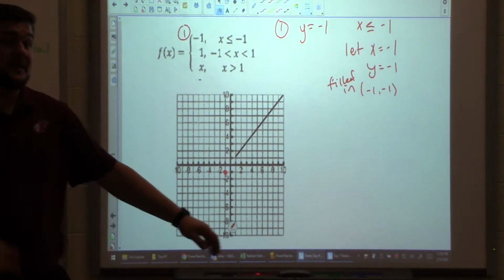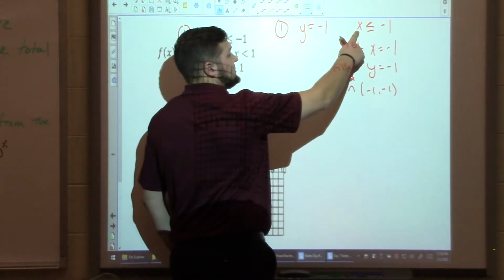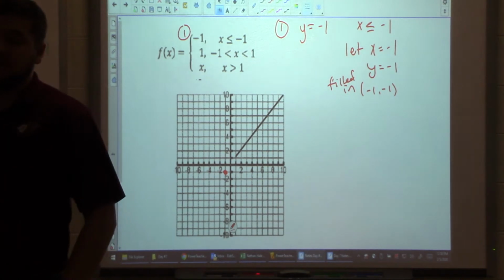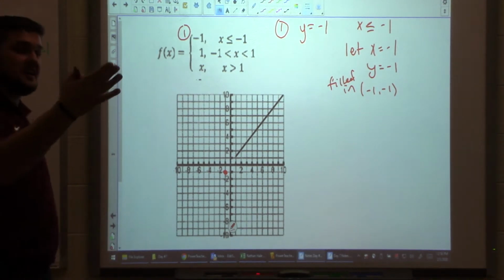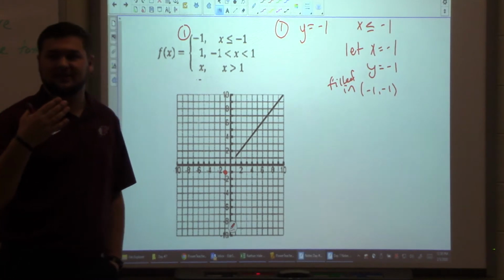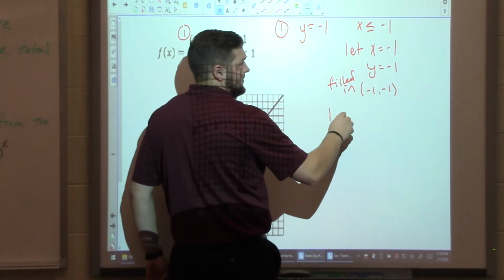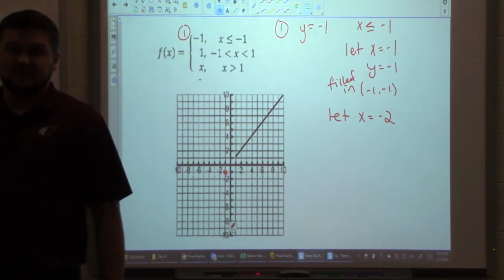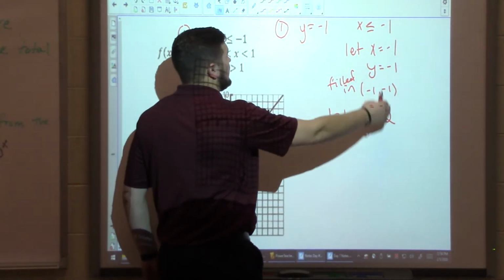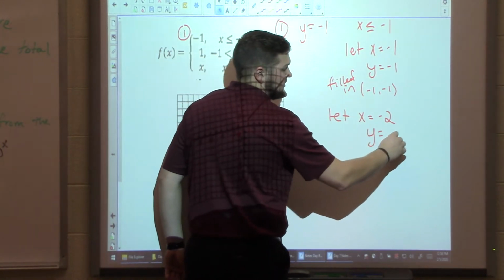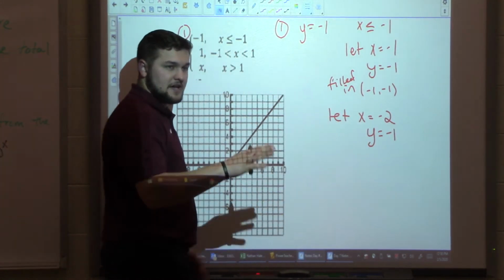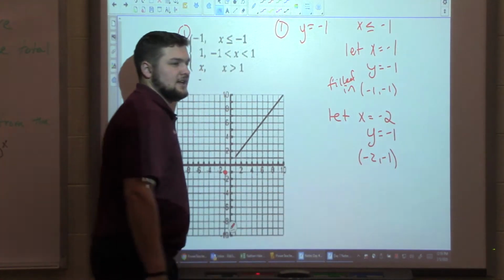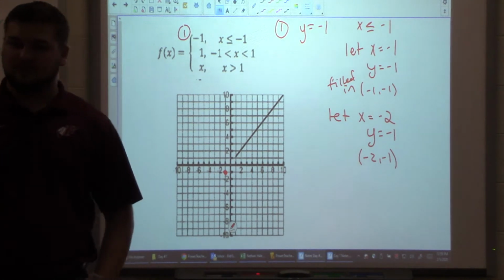Part 2 then, I need to pick a directional point or an x value that fits this criteria. What is another x that is less than or equal to -1? -2. 0 is greater than -1. I realize that. So now I'm going to let x equal -2. Same thing, I try and plug it in. Can I plug it in anywhere? No. So y is going to equal -1. Does that make sense so far? So at -2, -1 is going to be my directional point then.